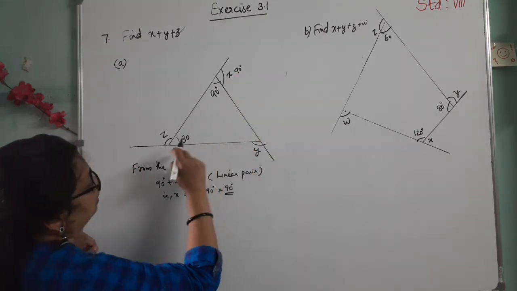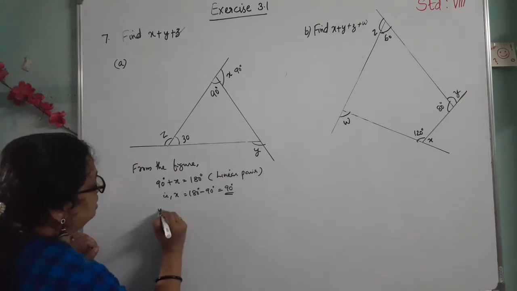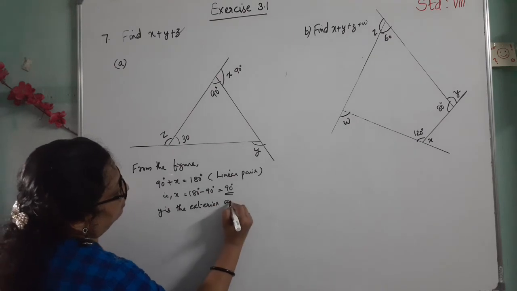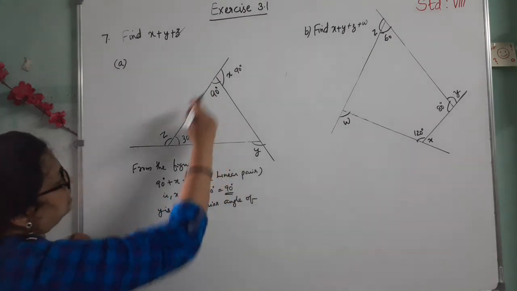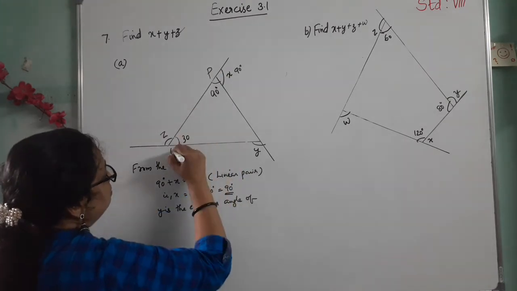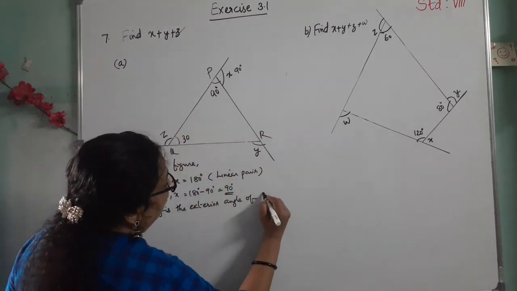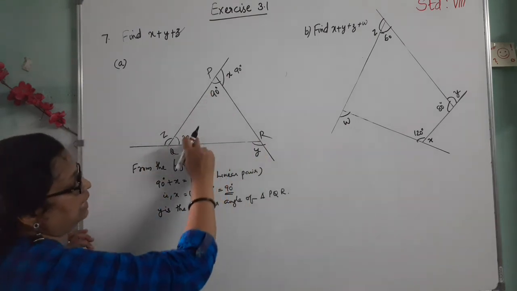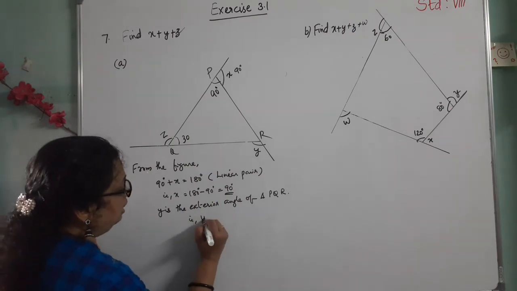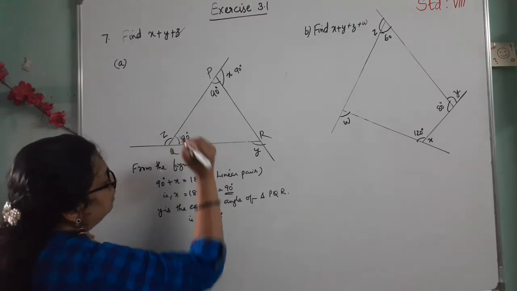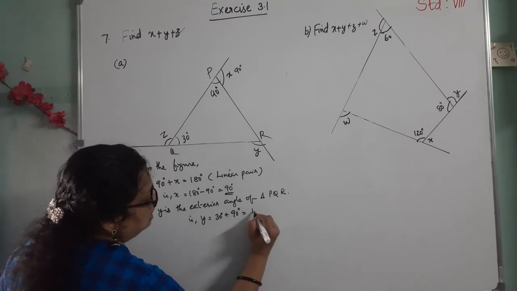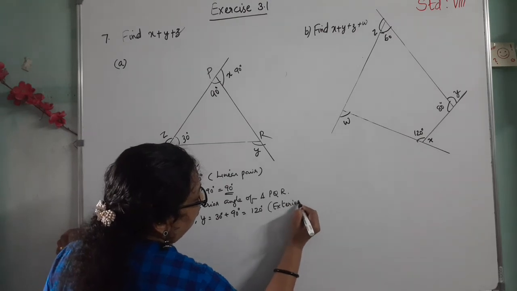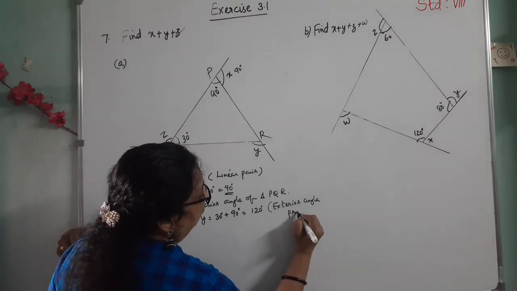Then here this y is the exterior angle of this triangle. That triangle we name as PQR. So this angle is adjacent. So 30 plus 90 equals y. That is y equals 30 degrees plus 90 degrees, which is equal to 120 degrees. That is by the exterior angle property.